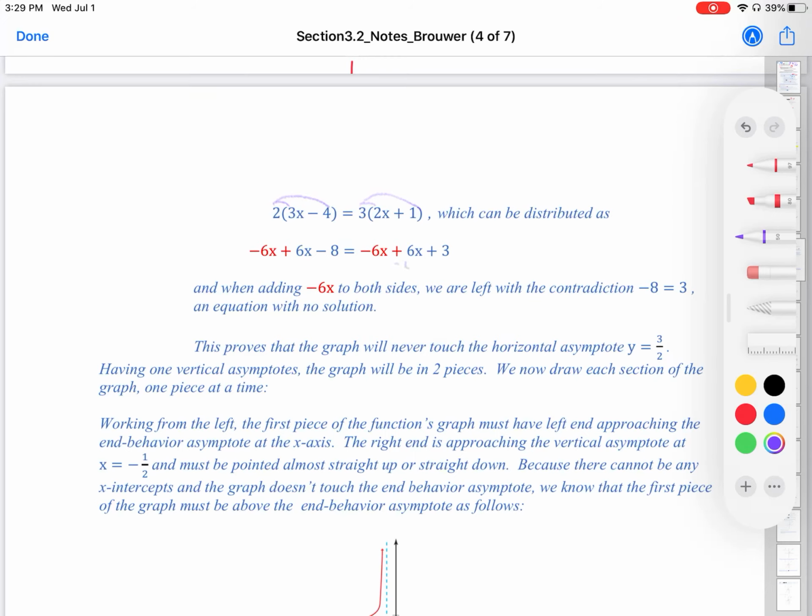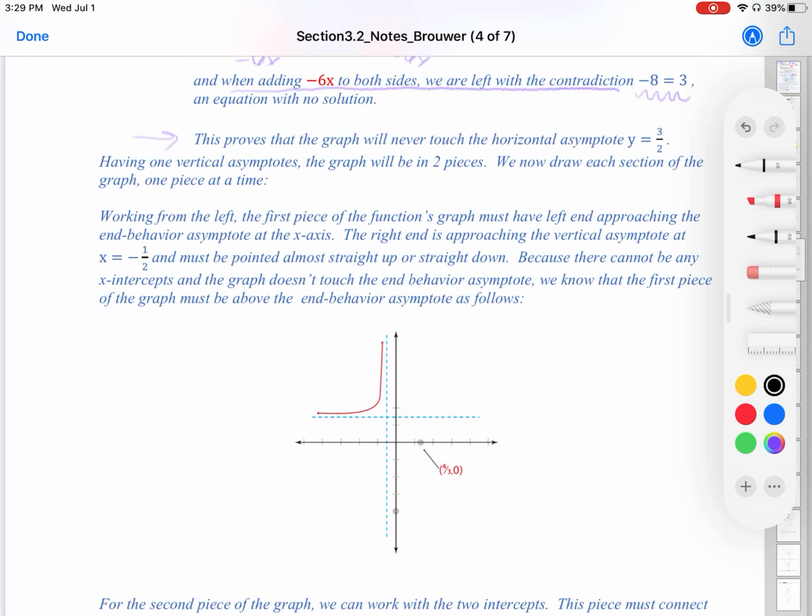Let's move our 6x to the other side, and our 6x's cancel. When adding negative 6x to both sides, we're left with the contradiction that negative 8 equals 3. The equation has no solution. This proves that the graph will never touch the horizontal asymptote.